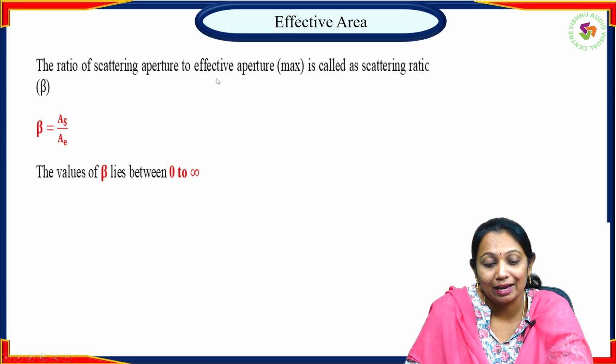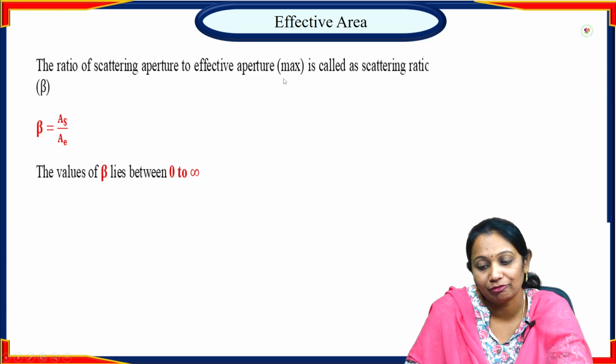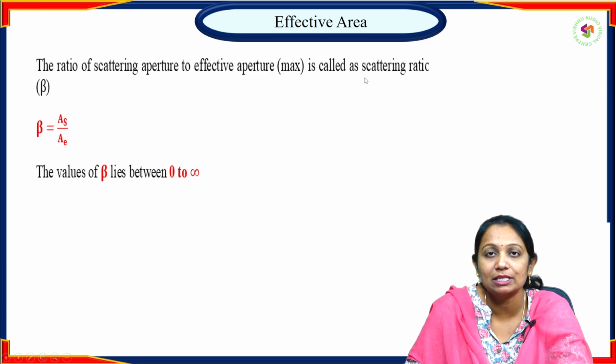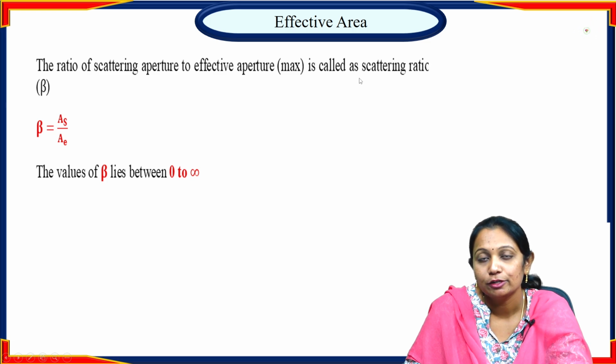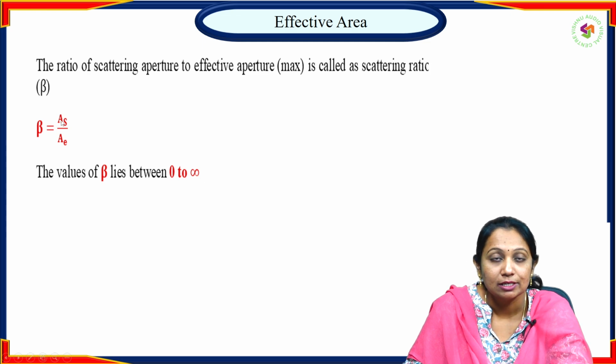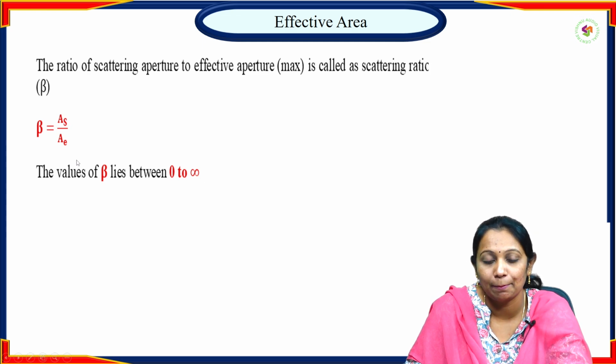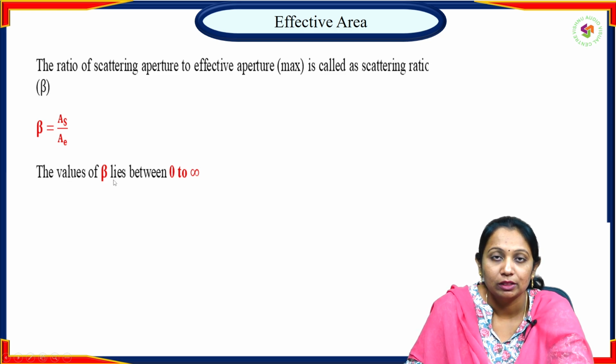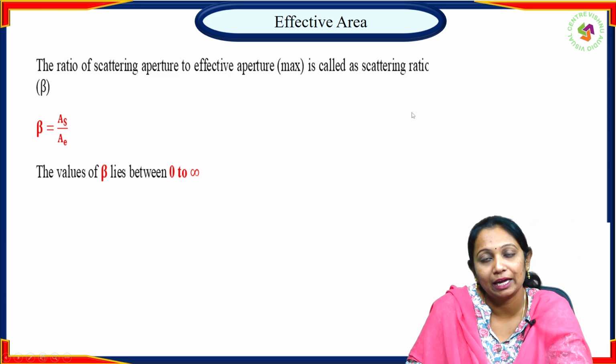The ratio of the scattering aperture to the effective aperture can be called the scattering ratio, and the notation we generally take for it is beta. So we can define that the scattering ratio beta is the ratio of the scattering aperture to the effective aperture. The typical values for this scattering ratio: beta lies between 0 to infinity, so it could be any value between 0 and infinity. This is about the effective area.